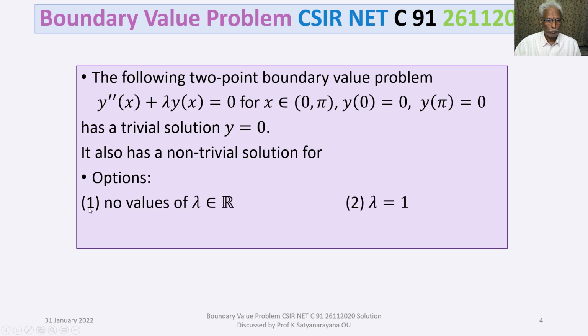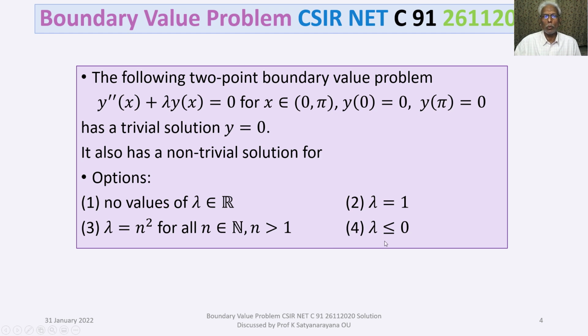Option 1, no values of lambda belongs to the set of real numbers. Option 2, lambda is equal to 1. Option 3, lambda is equal to n square for all n belongs to the set of natural numbers, n greater than 1. Option 4, lambda less than or equal to 0.